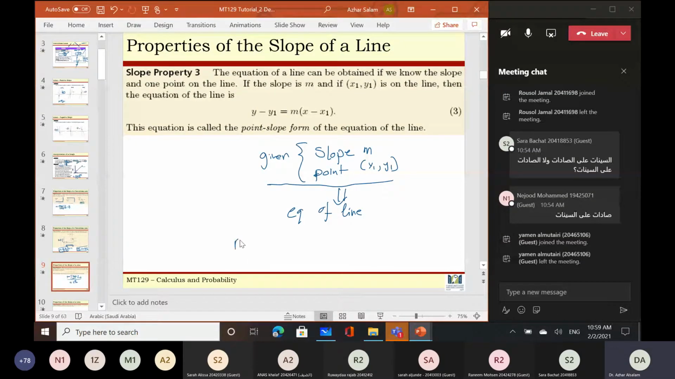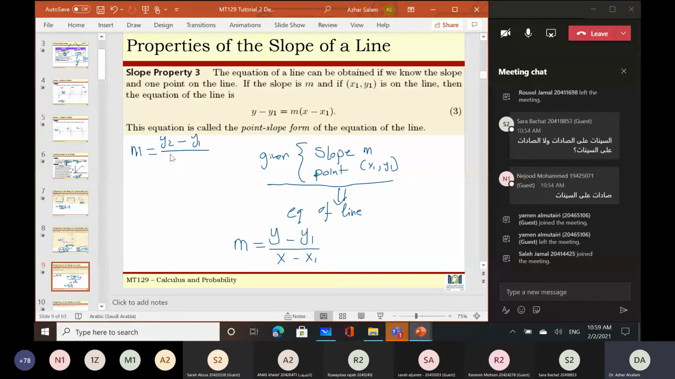So I use the same formula, which is m equals the change in y, but here I don't write y2 minus y1. I only have 1 point and a slope. The slope here is known, is given. Y minus y1, this is variable, divided by x minus x1. Okay, remember, to find the slope, I use y2 minus y1 divided by x2 minus x1. This is finding the slope. This is how to find the slope using 2 points.